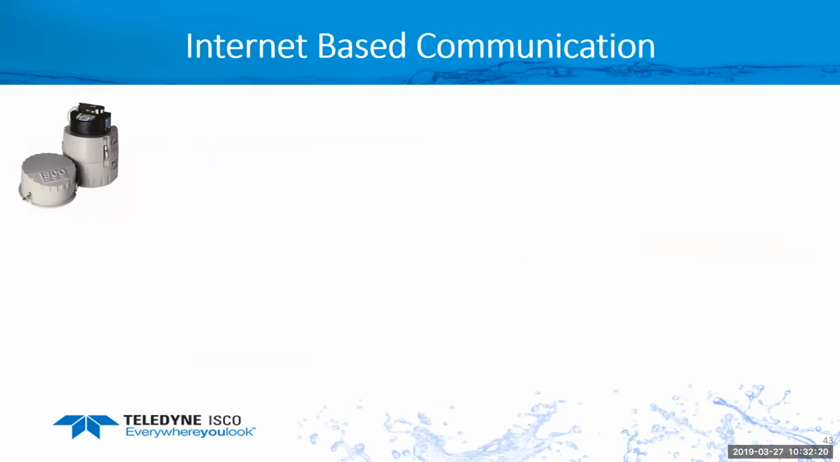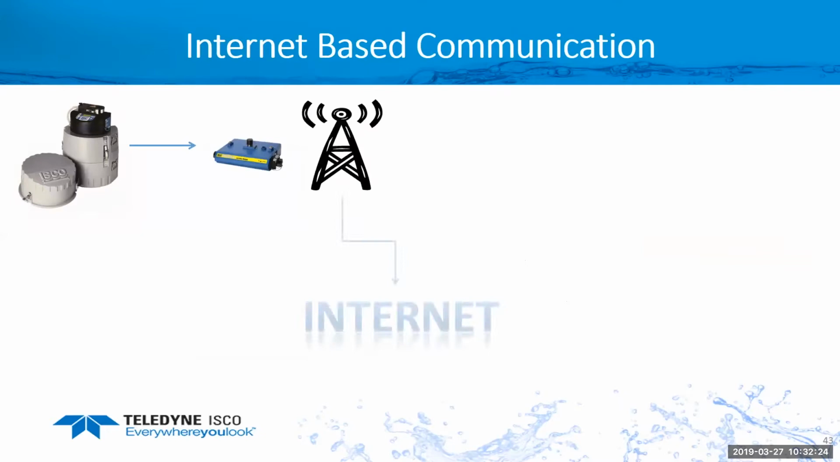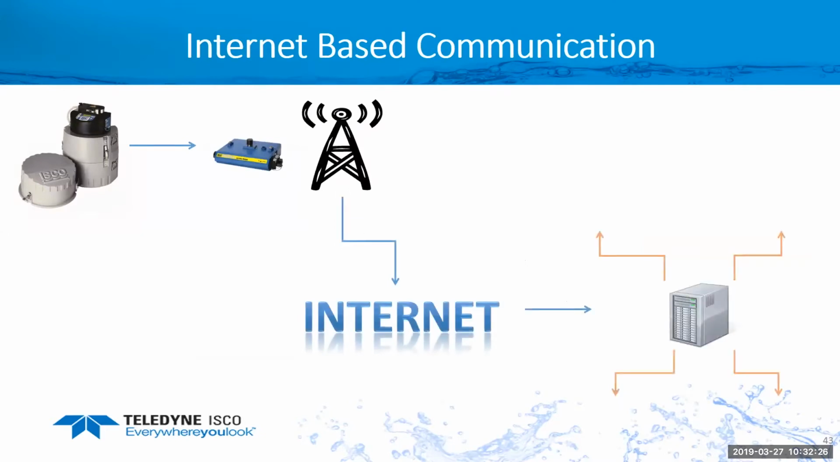So here's a basic example of a remote sampler using internet-based communication with a 2105. It sends this information to the internet, it goes into the server. Once it's in the server, other people with Flowlink can now access that data. So all the data is flowing from the sampler to the modem, to the internet, to the server, and the people with Flowlink Pro can then access that information.